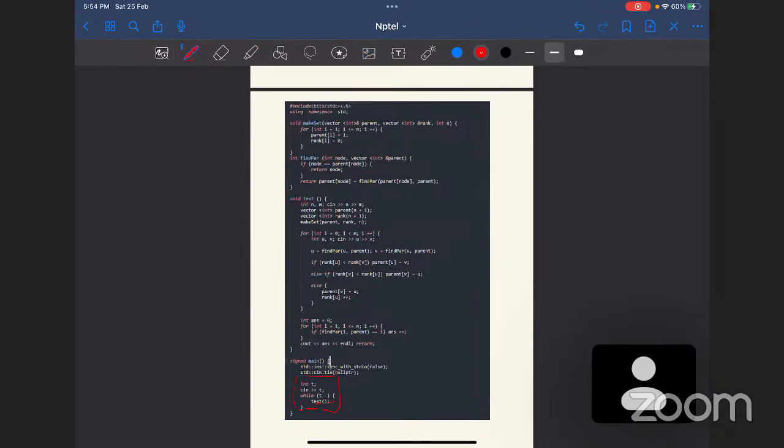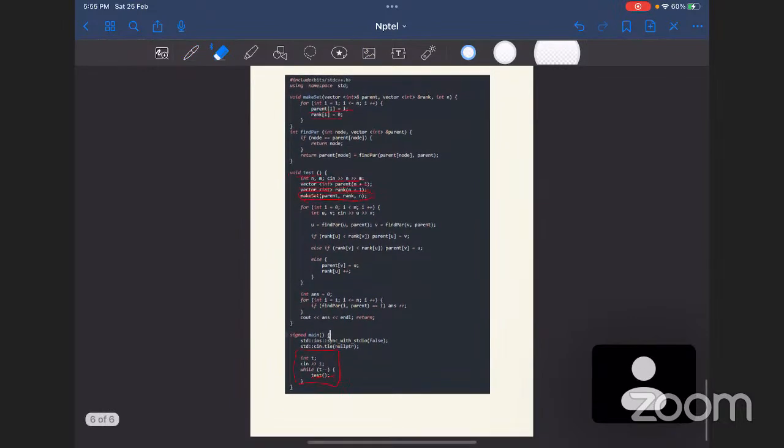So here, this is the test function. We are taking n and m, where n is the number of vertices and m is the number of edges. Then we have a parent array and a rank array, and we are calling a function make set. So as I told you, initially every vertex will be its own parent. So parent of I is equal to I. That means parent of 1 is 1, parent of 2 is 2, parent of 3 is 3, and rank of each vertex is initialized to be 0. So rank of 1 is 0, rank of 2 is 0, and so on. So this is the initialization part.